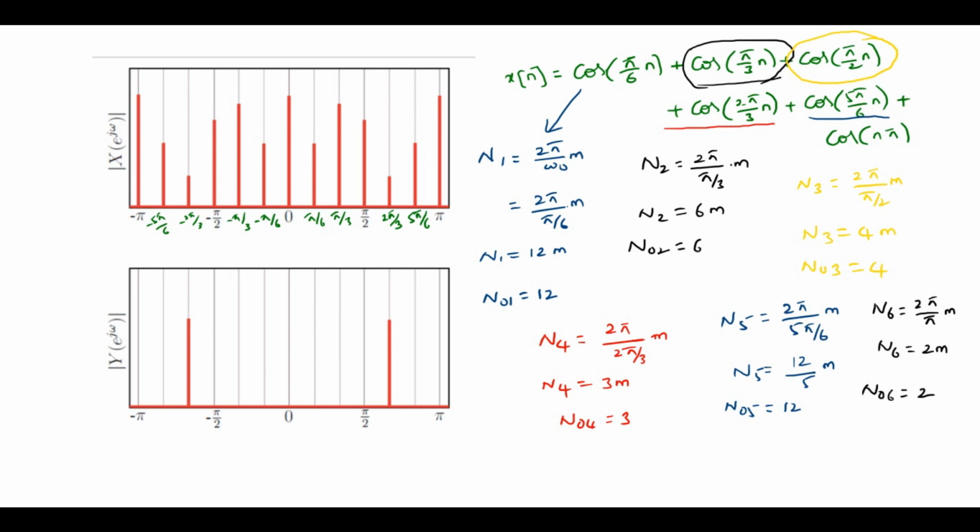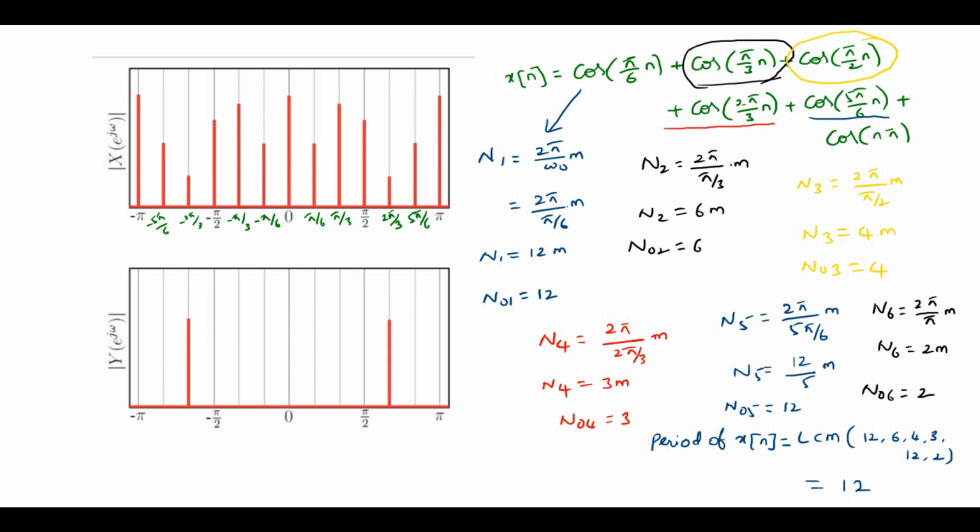Now the period of x[n] is the LCM of all these values. So the period of x[n] is the LCM of 12, 6, 4, 3, 12, 2. The LCM of all these is simply 12. So the period of x[n] is 12.